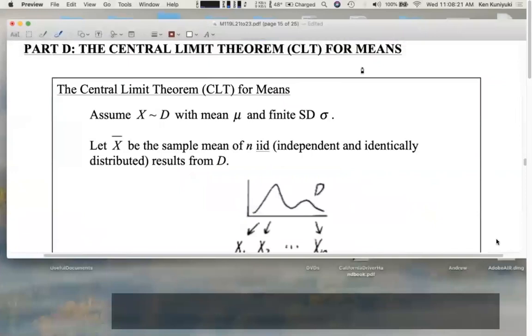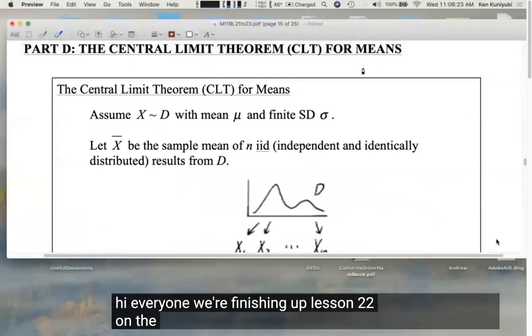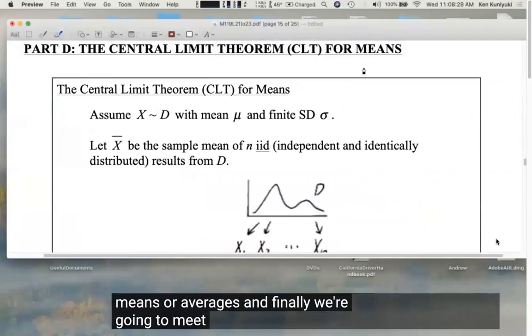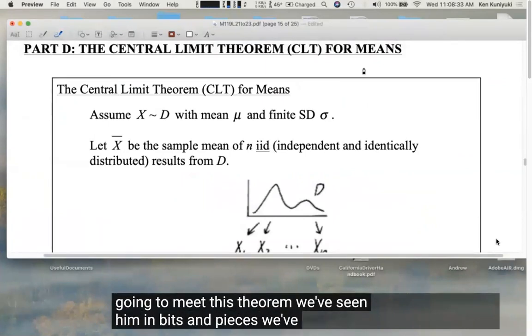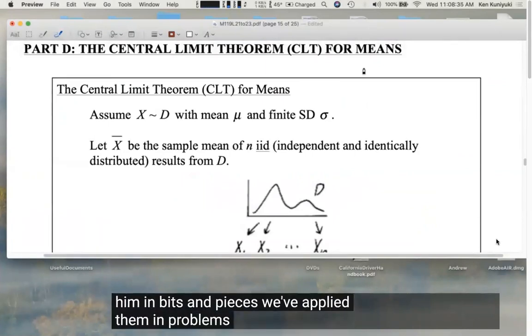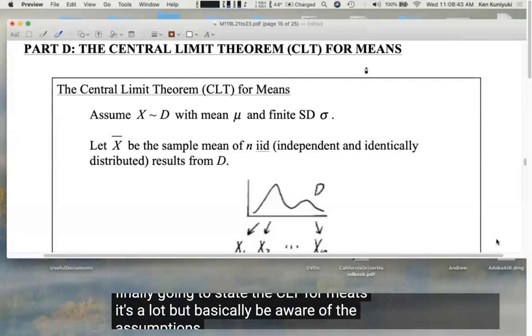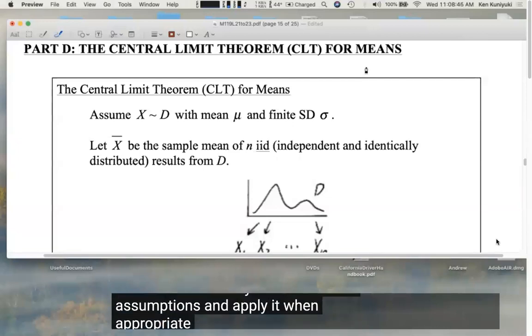Hi, everyone. We're finishing up lesson 22 on the central limit theorem, the CLT, for means or averages. And finally, we're going to meet this theorem. We've seen it in bits and pieces. We've applied it in problems and examples. We're finally going to state the CLT for means. It's a lot. But basically, be aware of the assumptions and apply it when appropriate.